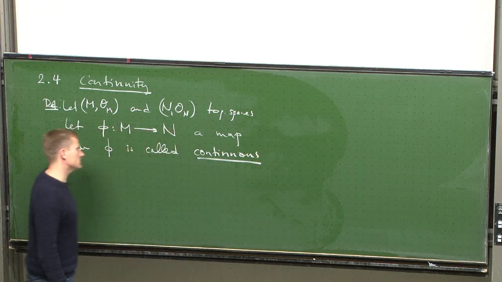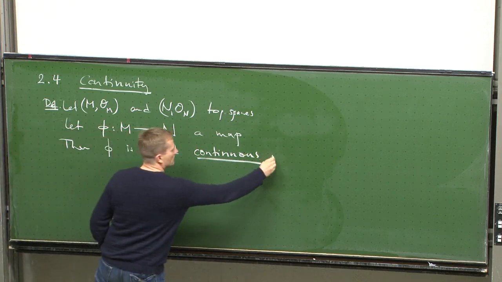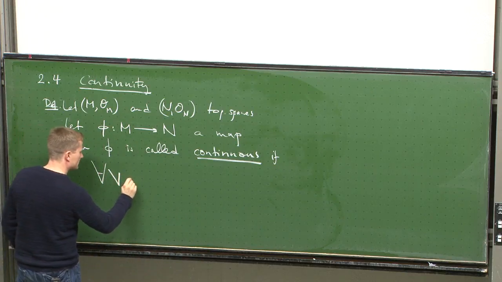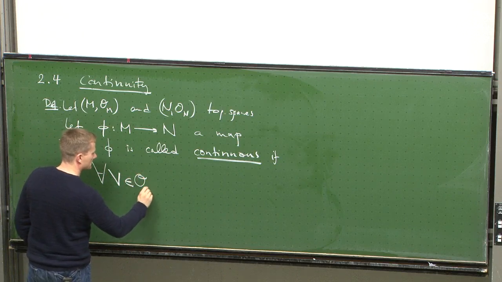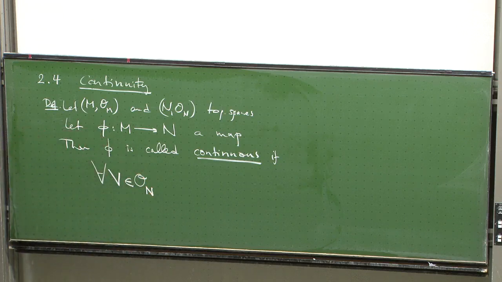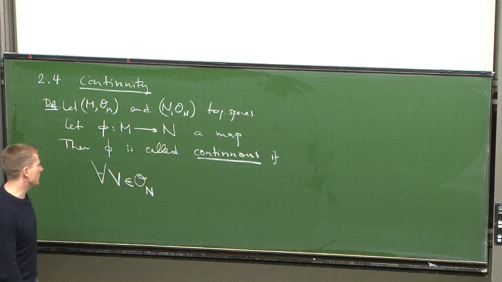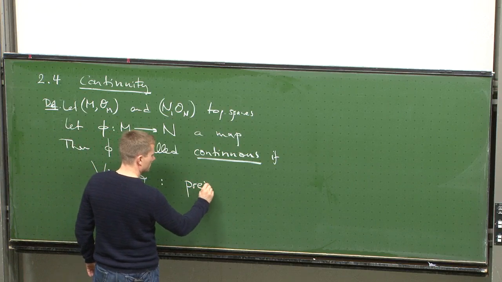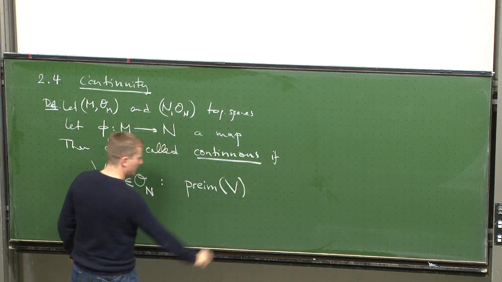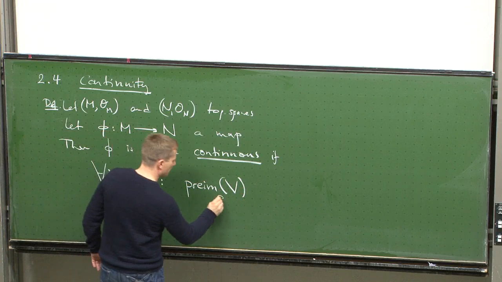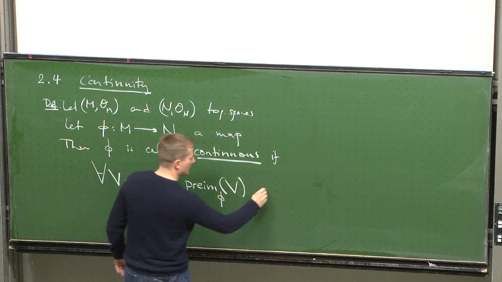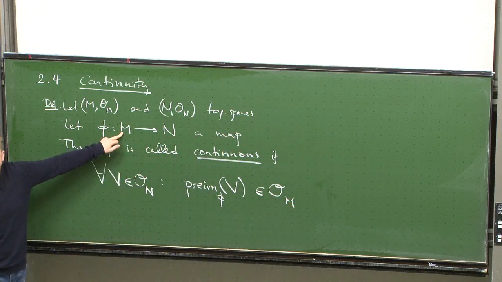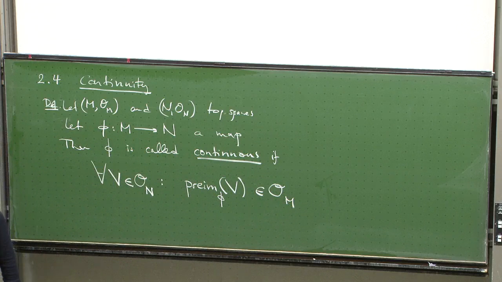if, for every open set in the target space, the pre-image of this open set with respect to the map phi is an open set in the domain. That's it. That's continuity.